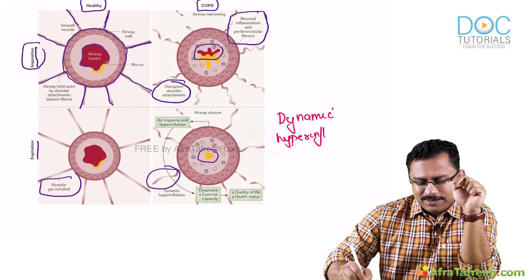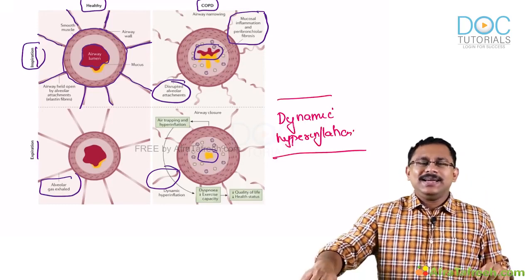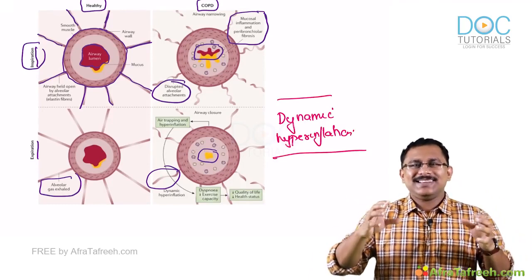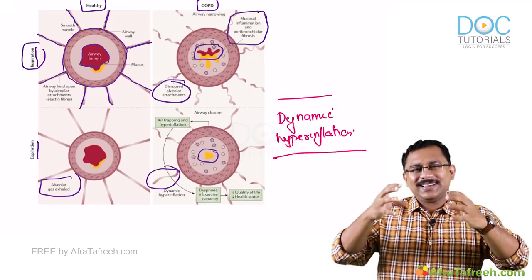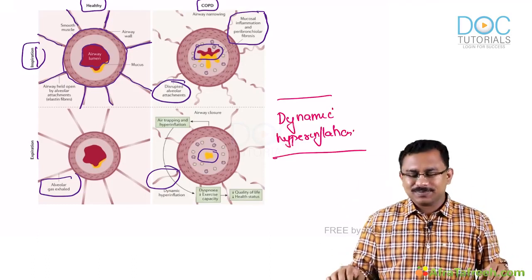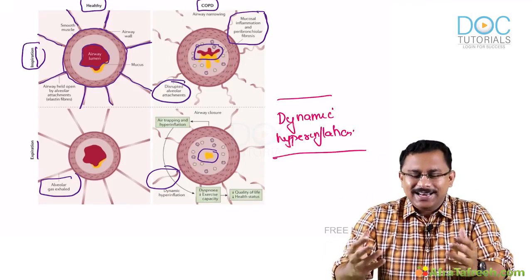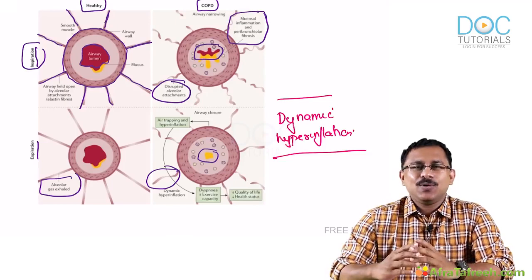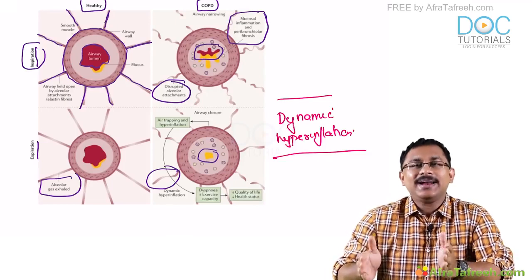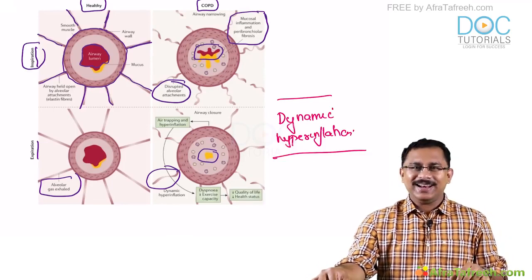Dynamic hyperinflation. Now what is this term? It just means that the hyperinflation is a dynamic process: it is in the expiration phase that the actual problem happens and there is air trapping. Okay, so that is what happens. So did you understand now, by this simple picture compared to a normal individual, why air trapping occurs in case of your emphysema? Very clear?